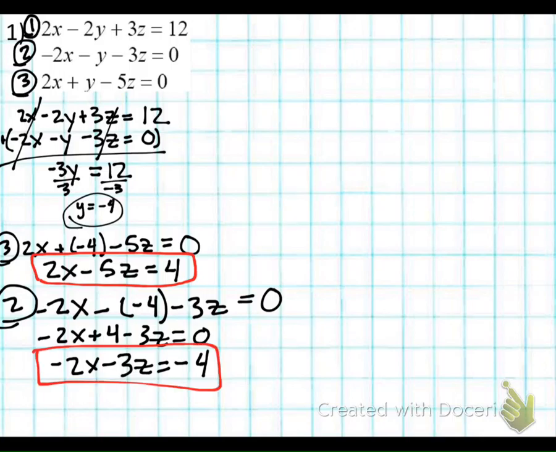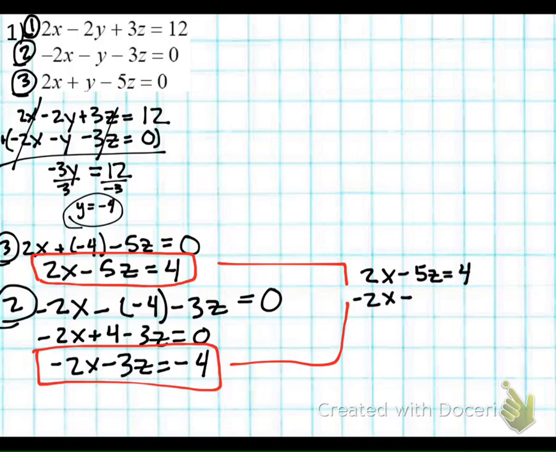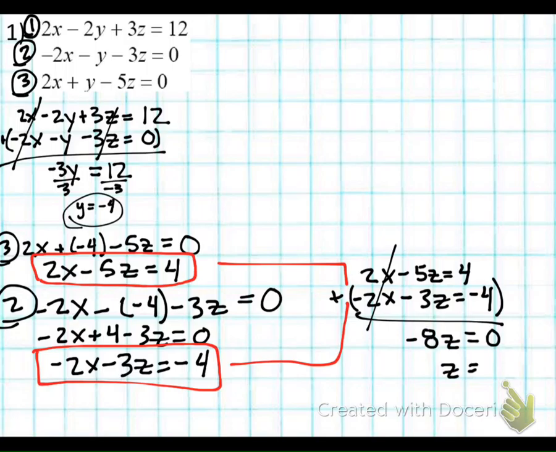Okay, so I have these two equations. I'm going to combine them now and do a system of two equations with two variables. So rewriting them, I have this. Okay, and I see I have a positive 2x and a negative 2x, so I'm going to add these together. And my x's are eliminated. I'm left with negative 8z equals 0, so z equals 0.